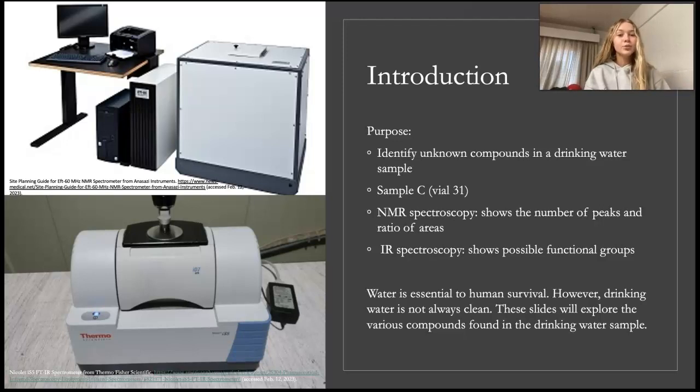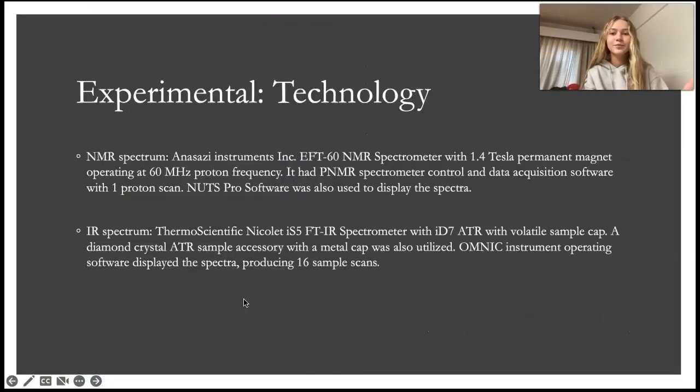The technology used were NMR and IR spectroscopy. The NMR spectroscopy showed the number of peaks and the ratio of areas, which was used to help determine which compounds. And furthermore, the IR spectroscopy showed the possible functional groups, which also helped determine which compounds were in the water. So, as you can see here, this is an NMR spectrometer, and then here is an IR spectrometer.